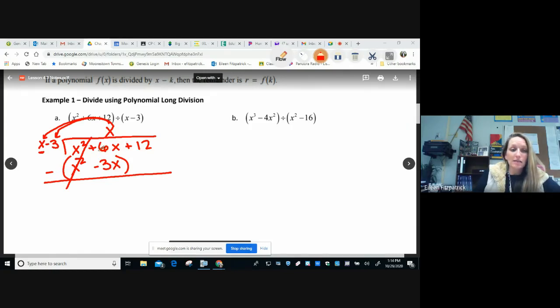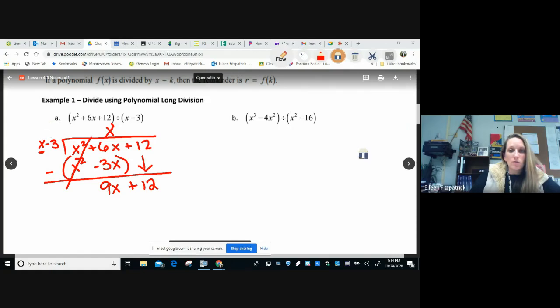That's really 6x plus a positive 3x. That's a 9x. And then you drop down the rest of the problem, so plus 12. And then you start all over. All right, so let me erase some of this so it doesn't confuse you later on.